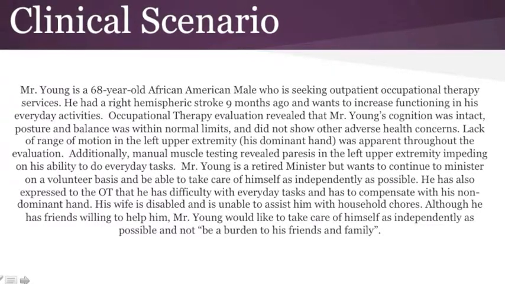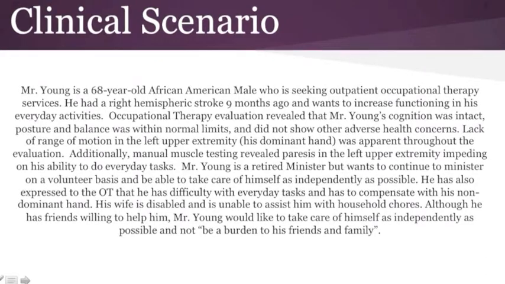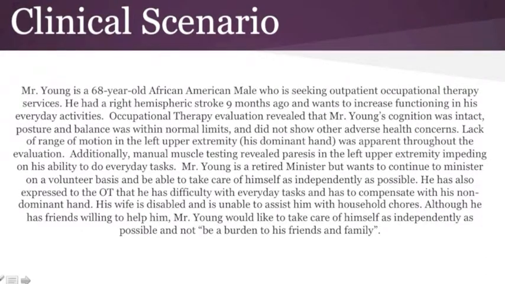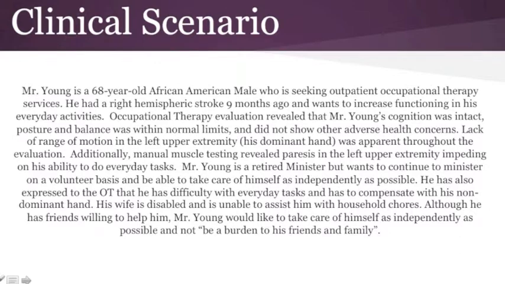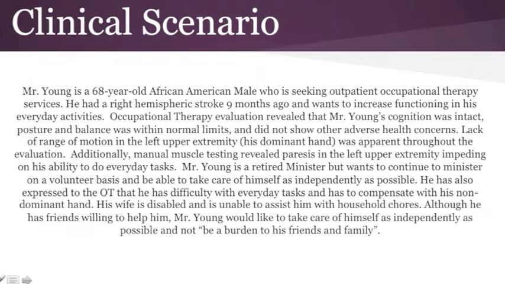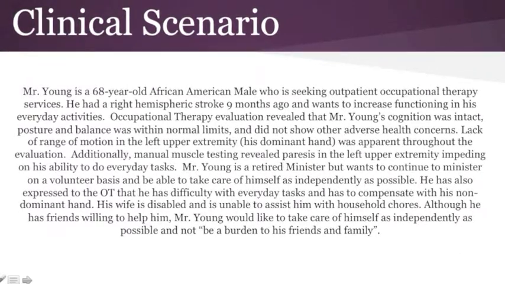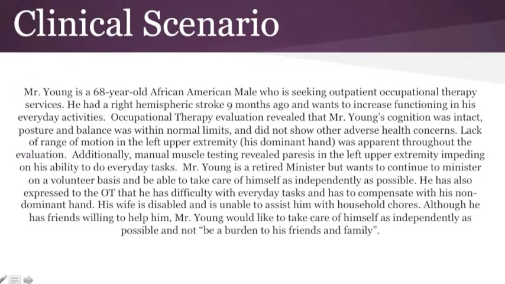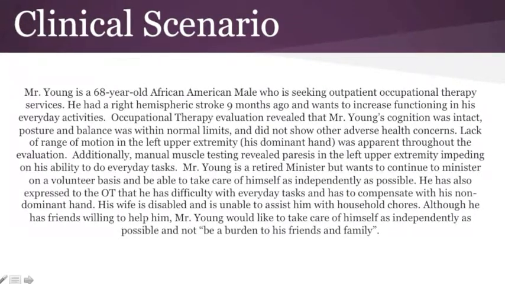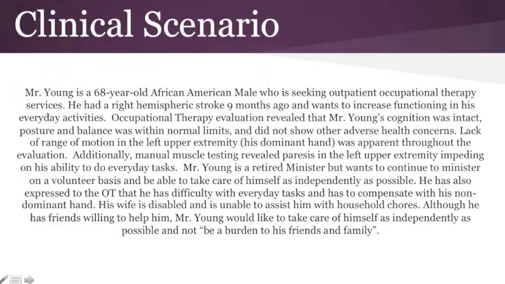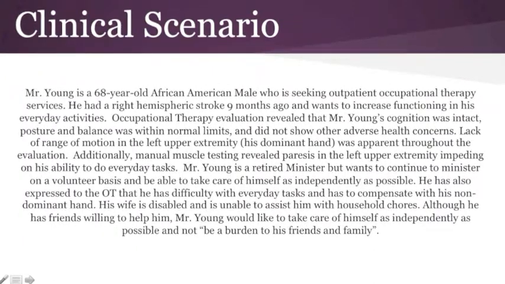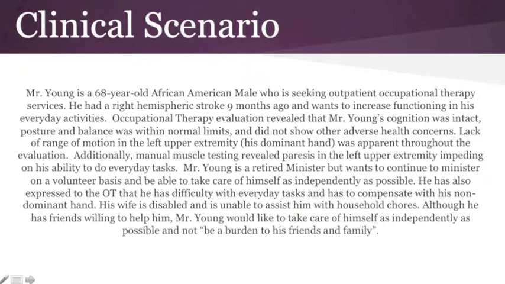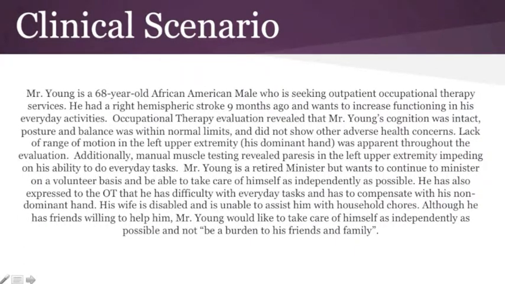Lack of range of motion in the left upper extremity, his non-dominant hand, was apparent throughout the evaluation. Additionally, manual muscle testing revealed paresis in the left upper extremity, impeding on his ability to do everyday tasks. Mr. Young is a retired minister, but wants to continue to minister on a volunteer basis and be able to take care of himself as independently as possible.